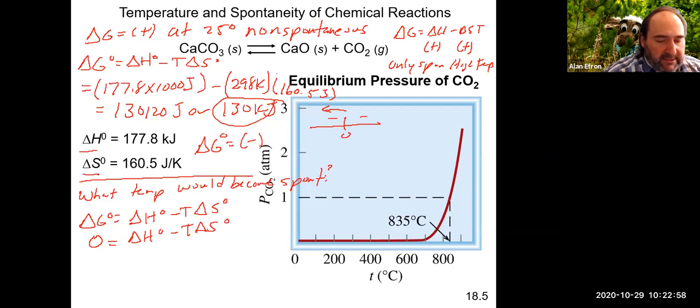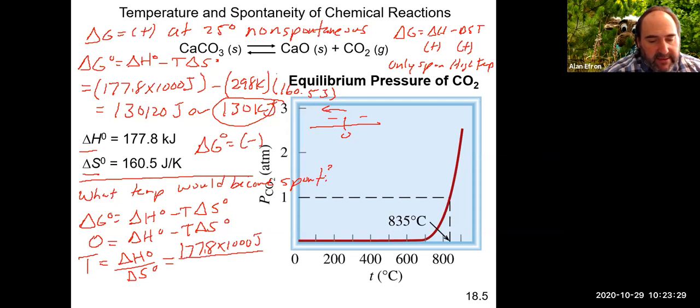If we rearrange this and solve for T, T would equal our delta H divided by our delta S. Again, we're bringing that T delta S to the other side, and we're dividing by the delta S back over. We can put our numbers in here. Again, we're going to have some issues with units, so I'm going to also convert my kilojoules into joules by timesing it by 1,000, and we're going to divide it by our 160.5 joules per Kelvin.